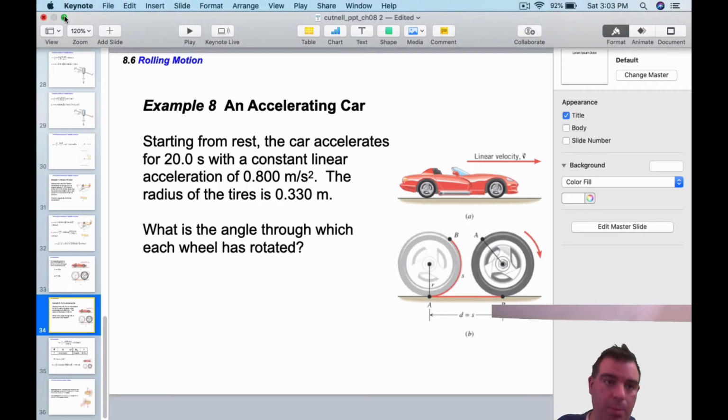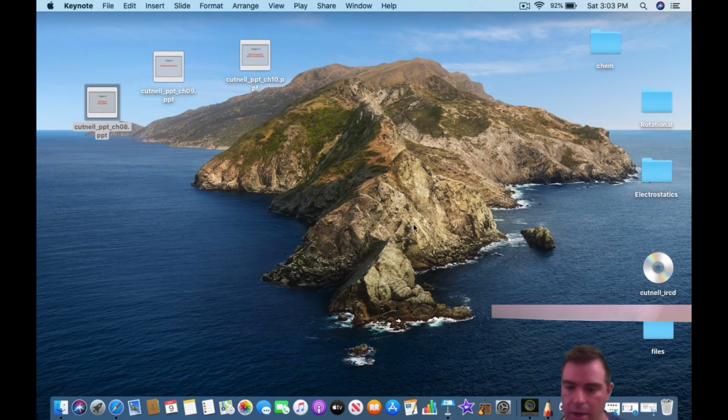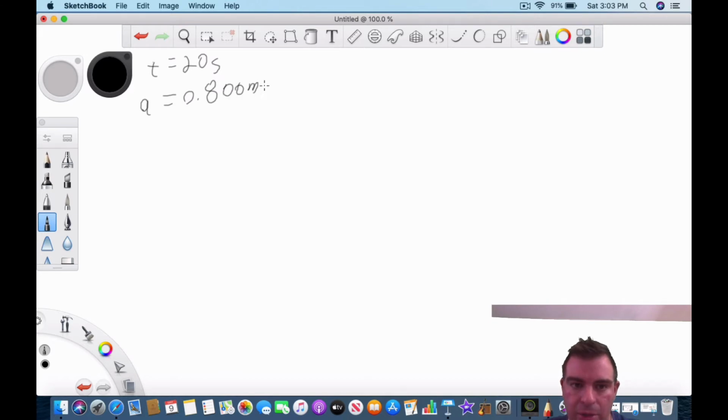So we go right here to our trusted sketchbook, and we open it up. And let me write over here the variables, and we can analyze them. So we said that the time that they gave us is 20 seconds. And the linear acceleration is 0.800 meters per second squared. These are the units that we do not like, okay? And the radius of the wheel is 0.330 meters.